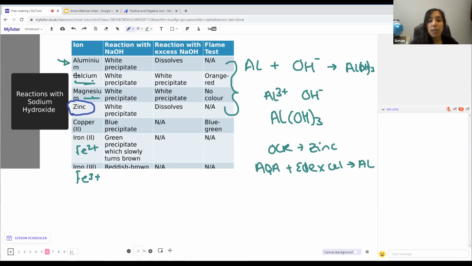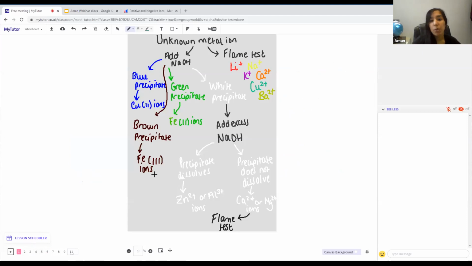So the key things we need to know about then are these 3 or 4 elements, depending on which exam board you're doing. So aluminium, calcium, magnesium, and zinc. And then the 3: copper, iron 2, and iron 3. And hopefully you can see the differences between them. I'm going to show you a diagram that I drew over the weekend that helped me to remember these positive ions. And I think I did a similar one when I was revising for my GCSEs.